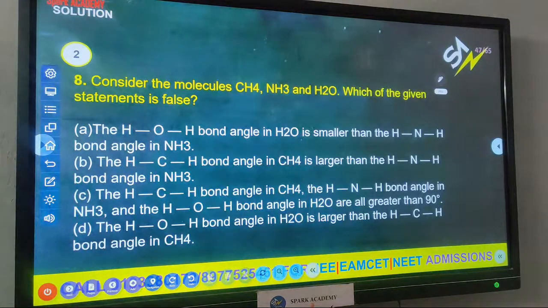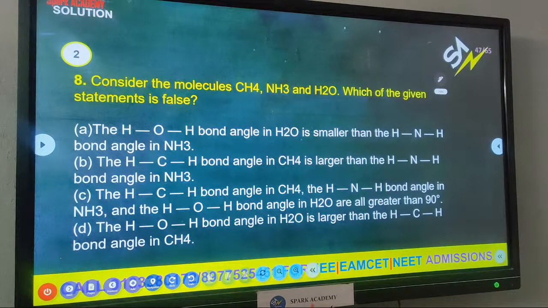Now the next question. Consider the molecules given here. The first molecule is CH4, the second is ammonia, the third is water. Which of the given statements is false? Question number 8: we have to pick the false statement. So we check them one by one.